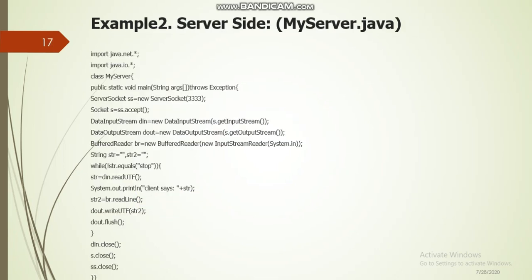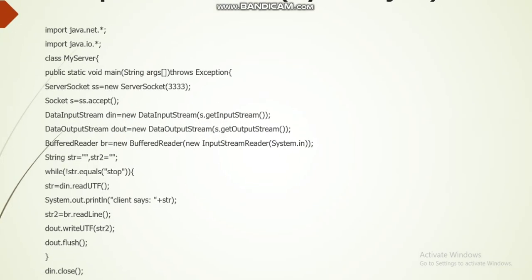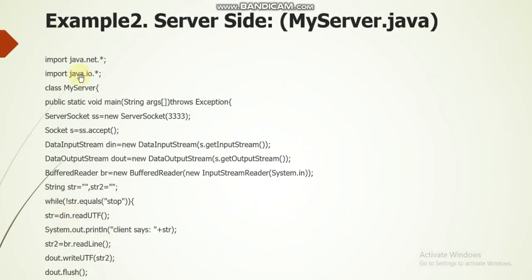Now, at server side, we have also imported the java.net.* package, and the java.io.* package also. The class name is MyServer. We have written our main method here while throwing exceptions. Now here we have opened the socket at server side, saying ServerSocket ss equal to new ServerSocket. The port number is 333.